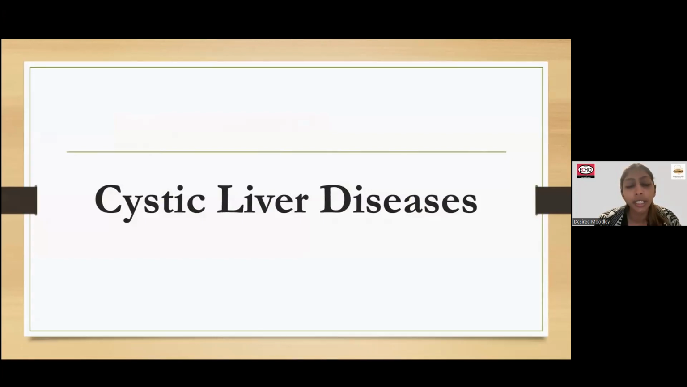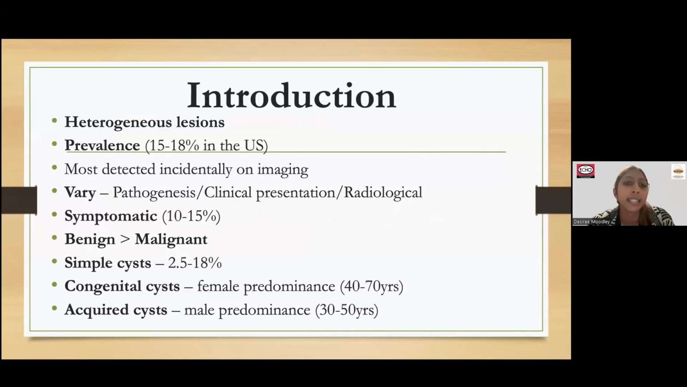Starting firstly with cystic liver diseases. Liver cysts are heterogeneous lesions. Their prevalence in the United States is about 15 to 18%. Most of these lesions are detected incidentally on imaging. We don't really have numbers for sub-Saharan Africa, and the way they present varies based on the pathogenesis, clinical presentation, and also radiological findings. They're only symptomatic in about 10 to 15% of people, and the vast majority are benign.